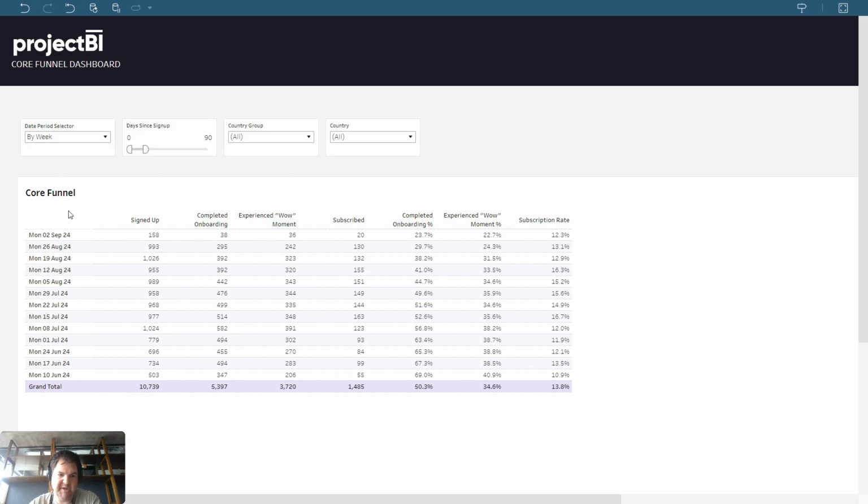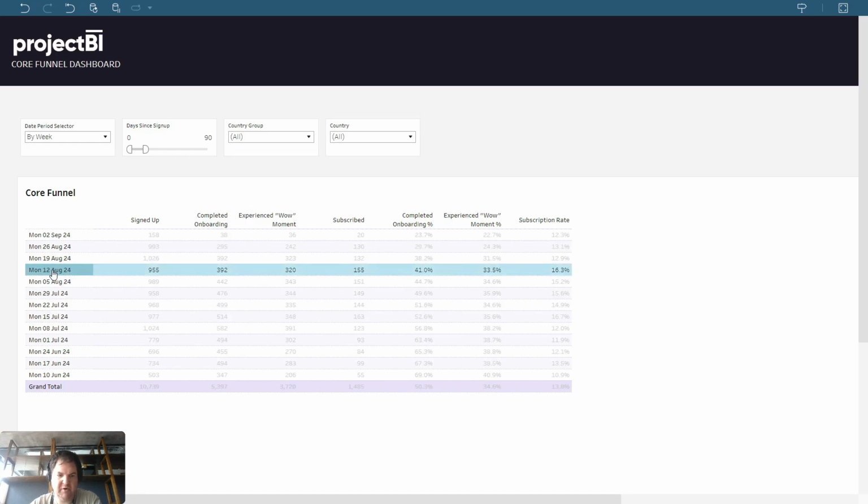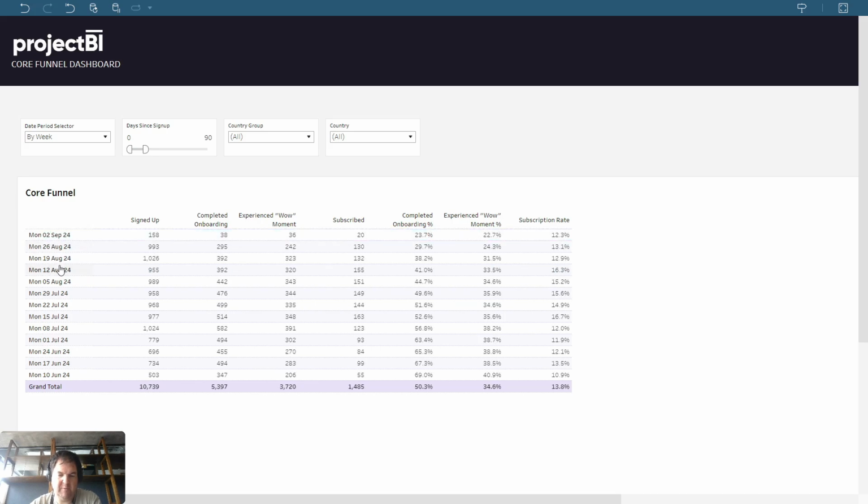So the core funnel dashboard is designed as a cohort report. You can see here we start our report with dates, and this is going to represent the date when the user signed up. And by having it structured like this, each row in our table represents a distinct cohort of users. And I'll talk in a minute why that's important.